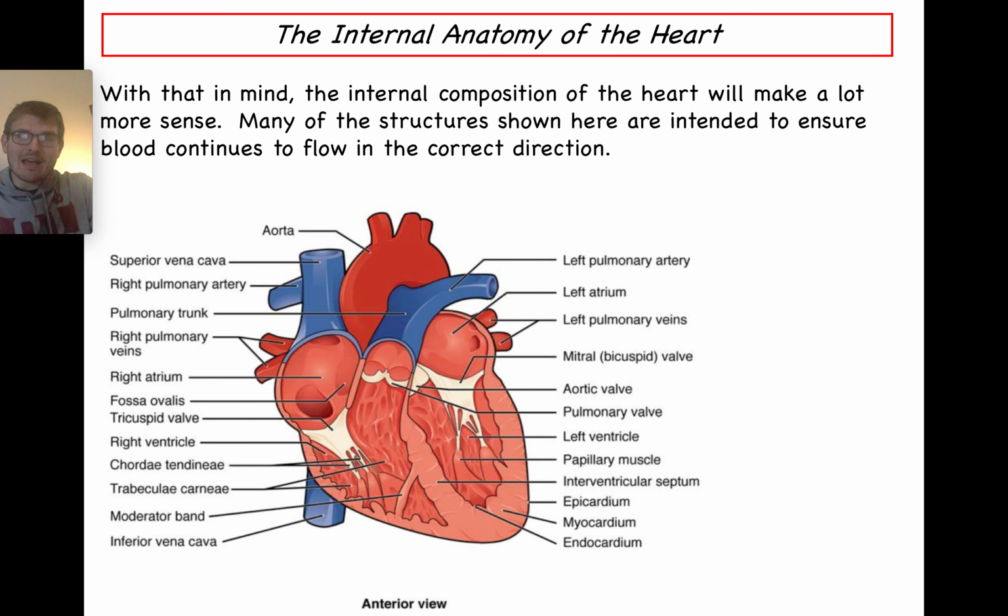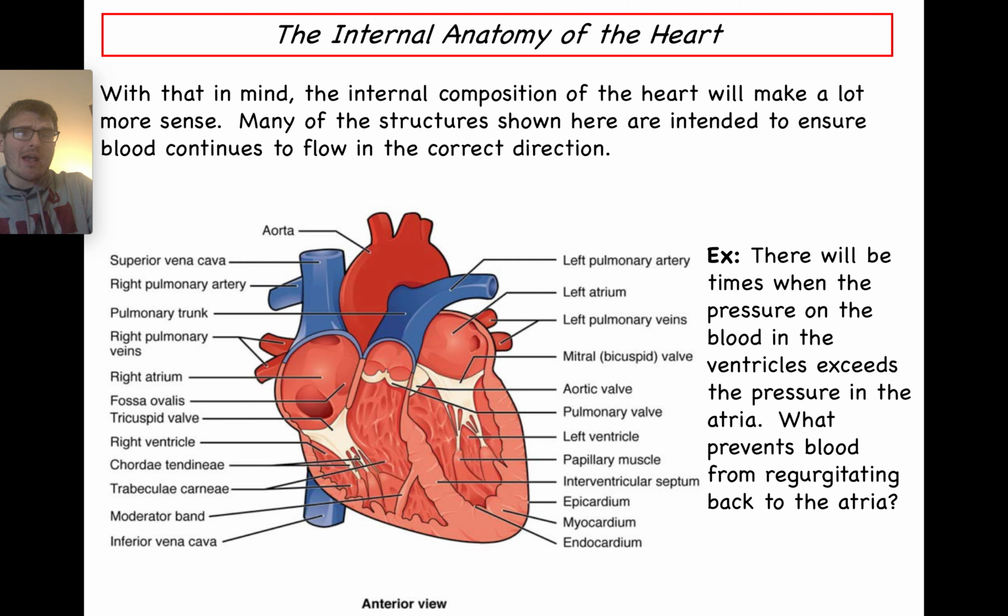So what many of these structures that we're going to look at here are designed to do is to ensure that blood is always moving in the correct direction. We want to make sure that blood in the right atrium only goes to the right ventricle and not backwards through the vena cava. Any blood that is in the left ventricle, we want to make sure goes through the aorta, not backwards into the left atrium. So keep that in mind.